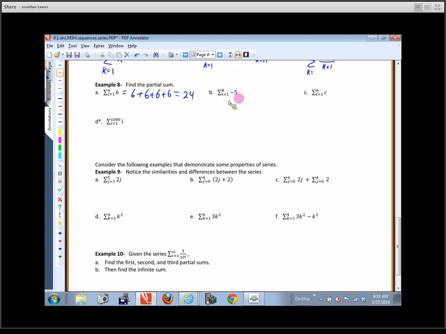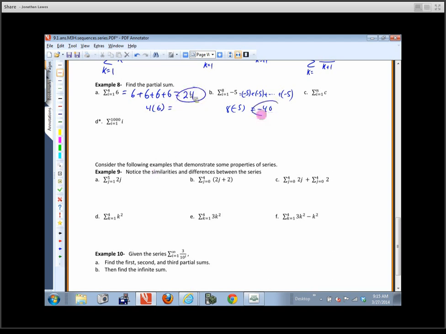Okay, 8th partial sum. Now I could go through and I could write down -5 plus -5 plus -5 all the way to the last one. But what's the easiest way to do this one if they're always constant? Okay, so on this one, -5 times 8 would be -40. On this one, 4 times 6 would be 24.